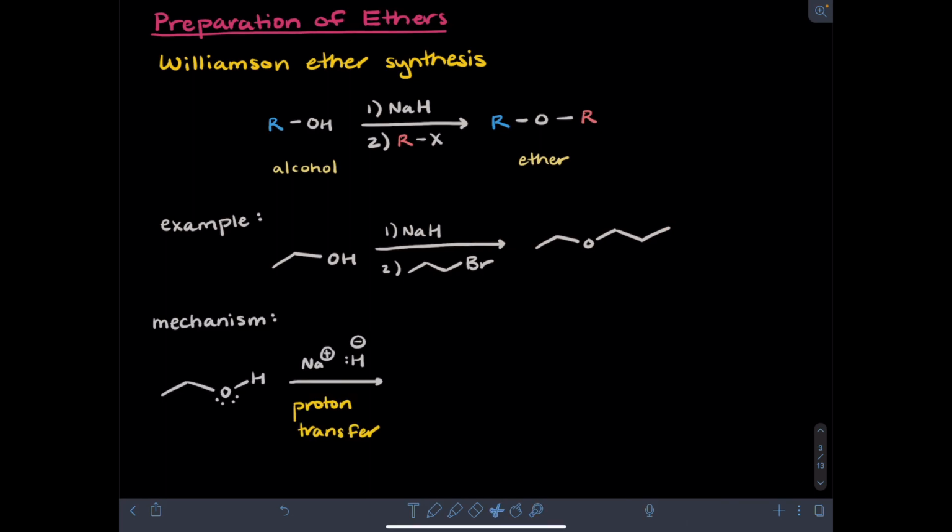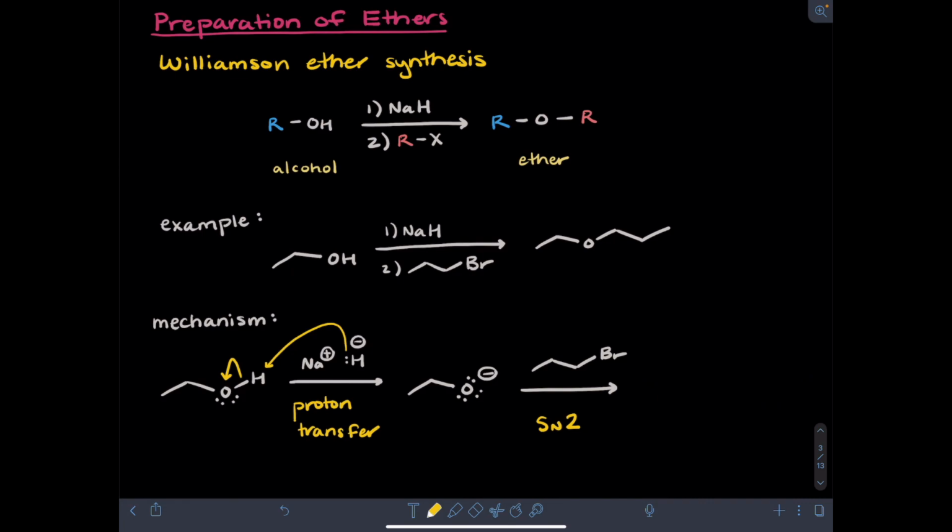The mechanism for the Williamson ether synthesis starts with a proton transfer. The sodium hydride serves as a strong base that can deprotonate the alcohol. This first step generates an alkoxide, the conjugate base of the alcohol. Then in the second step of the reaction, this alkoxide is treated with the alkyl halide.